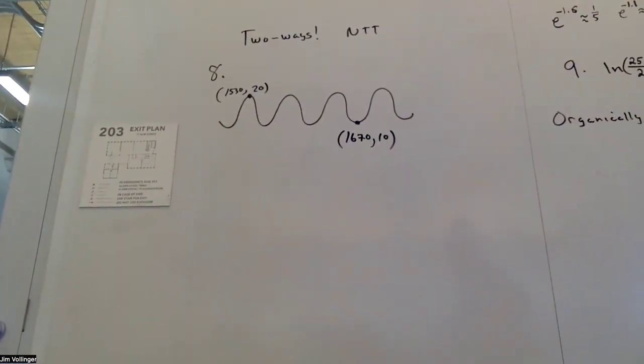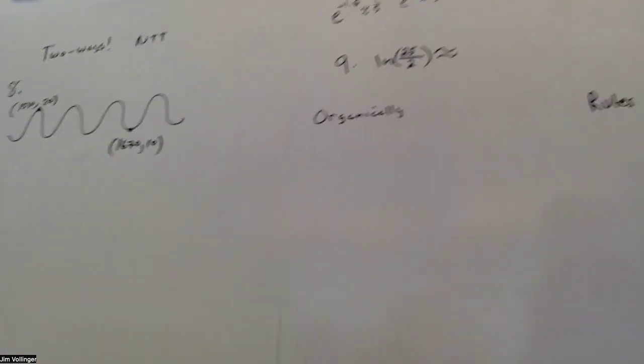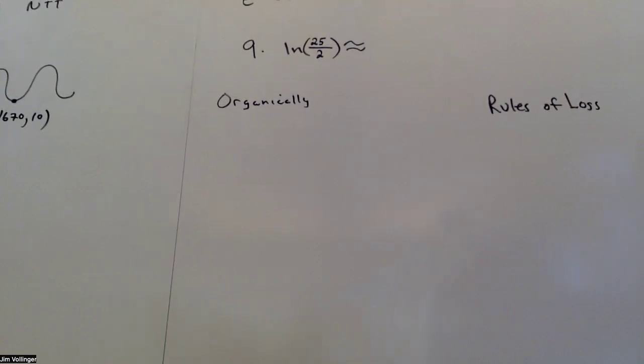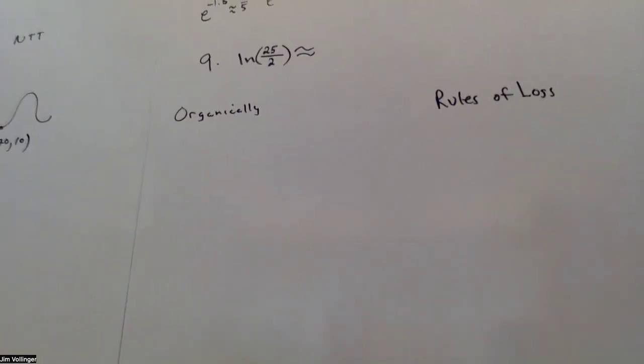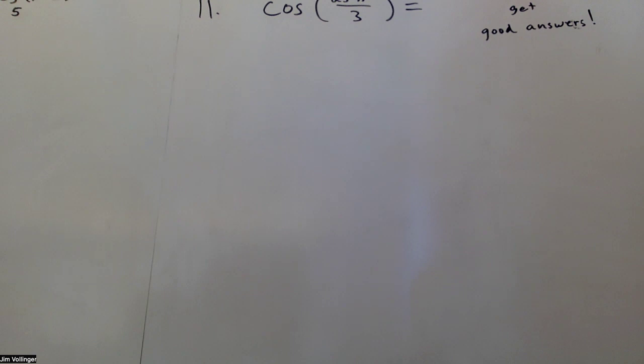Name that tune. We've got a couple of ways of writing this sinusoid. We're going to look at the rules of logarithms. We're going to find the approximate value of the ln of 25 halves organically, and then we'll parallel it with the rules of logs, which is a quicker and easier way of getting those answers. But I want to make sure you understand what you're doing and how. Going to do a quick sketch of a log, and we're going to get good at evaluating sine and cosine triangles in the unit circle.